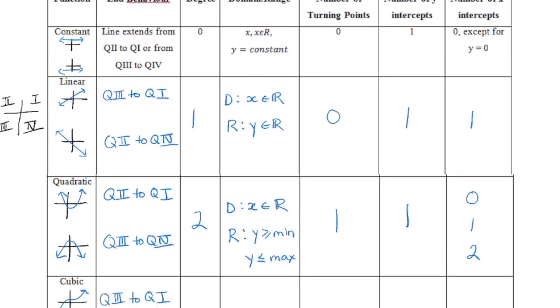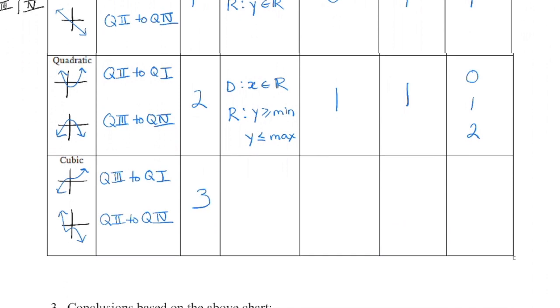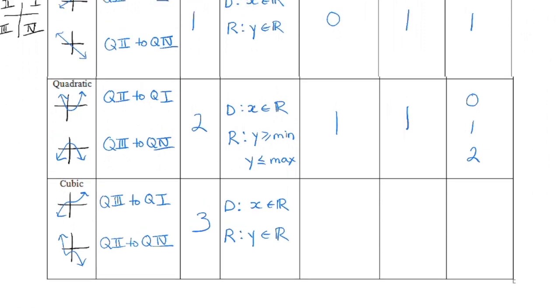And again, the degree of a cubic is 3, and very similar to linear, this is going to continue all along the x-axis, and it's going to continue all along the y-axis. So we're going to put down the domain is just x is an element of the real number system. My range, y is an element of the real number system. And then I'm going to go back.